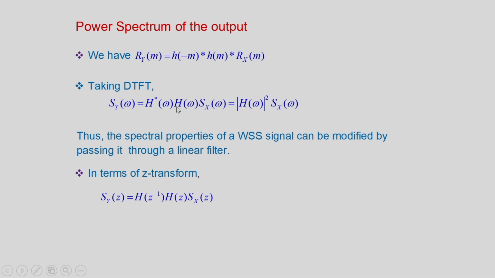Now, H*(omega) into H(omega), that is |H(omega)|^2. Therefore, Sy(omega) will be equal to |H(omega)|^2 into Sx(omega). So, this is the relationship between the PSD of the output and the PSD of the input. Thus, the spectral properties of a WSS signal can be modified. Sx(omega) is modified because this function is multiplying Sx(omega), so it can be modified by passing it through a linear filter.